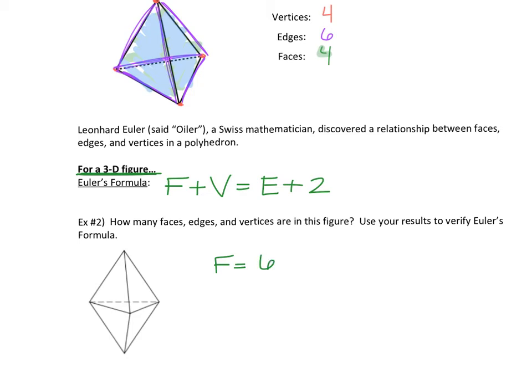How many vertices? 1, 2, 3, 4, 5. Okay. How many edges do you see?